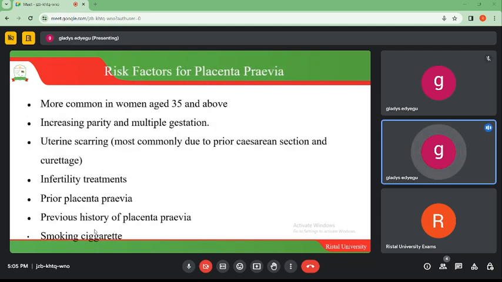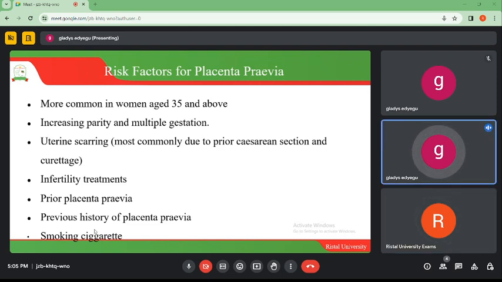So what could be the risk factors for placenta previa? When you look at the risk factors, it's more common in women who are aged 35 years and above. Then also increasing parity and multiple gestations. Women who have delivered very many babies are at risk because the placenta has to look for a site where there was no previous placenta.